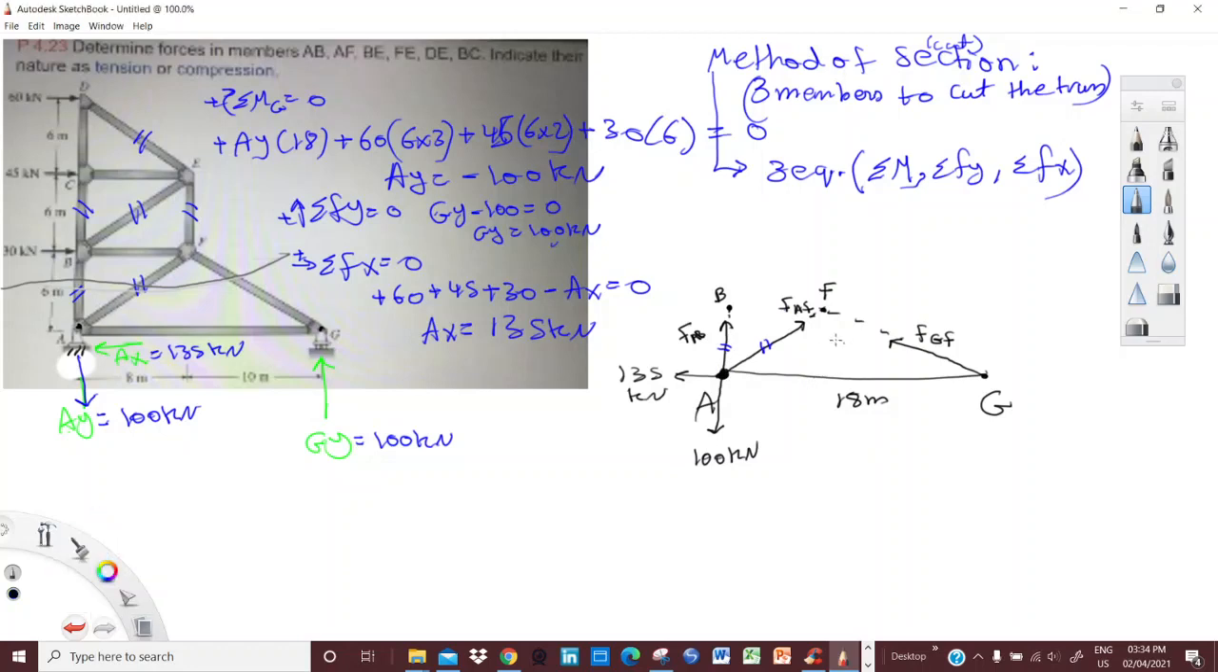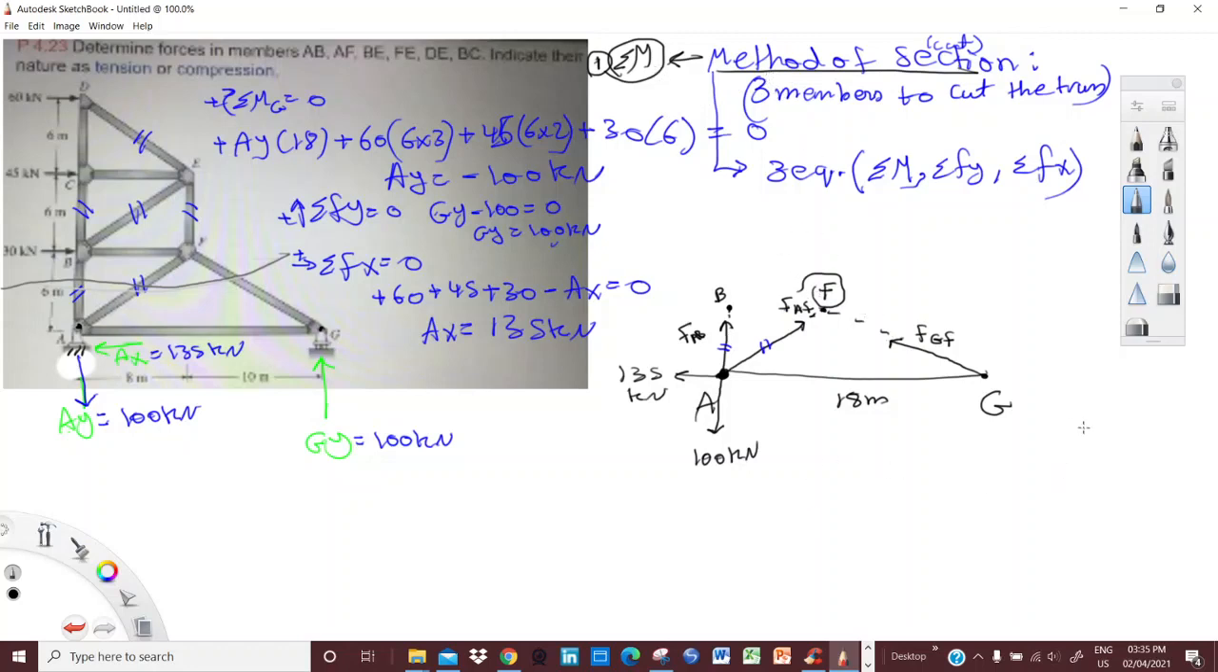In order to find FAB, we need to take the moment at F. So usually with the method of section, you need to start with the summation of moment at F, okay. It's an easier way to start the method of section, doing a summation of moments.